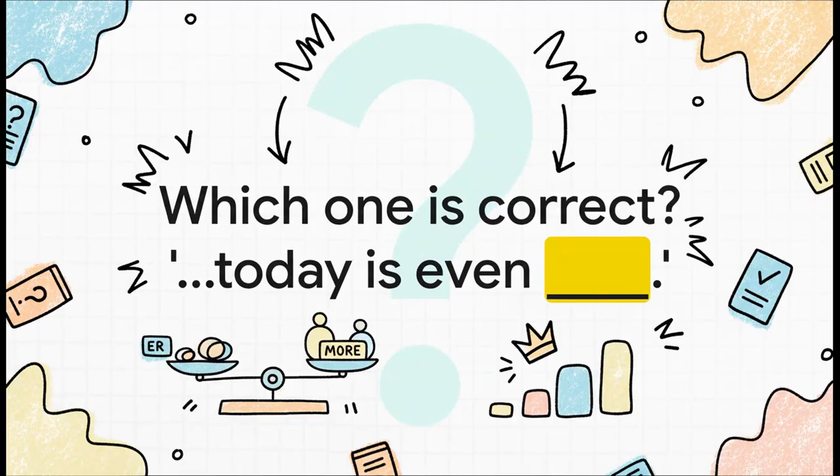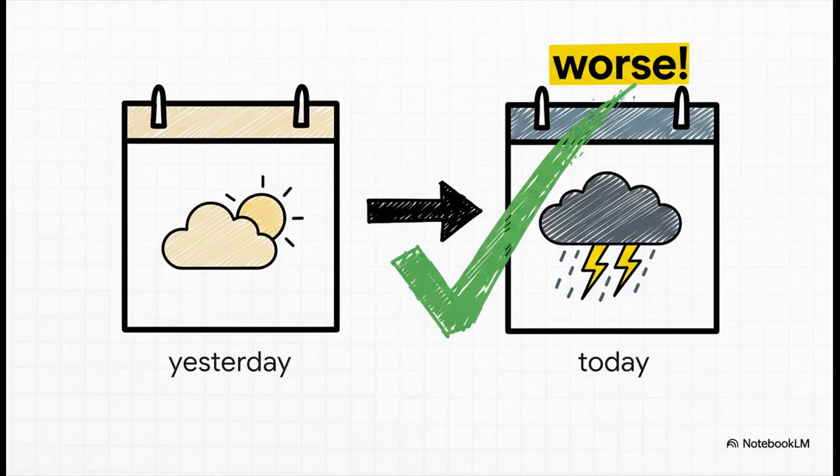All right, time for a quick pop quiz. Let's see if you've got this. Take a look at this sentence. Yesterday was a bad day, but today is even... what? How would you fill in that blank? Take a second to think about it. And the answer is worse.